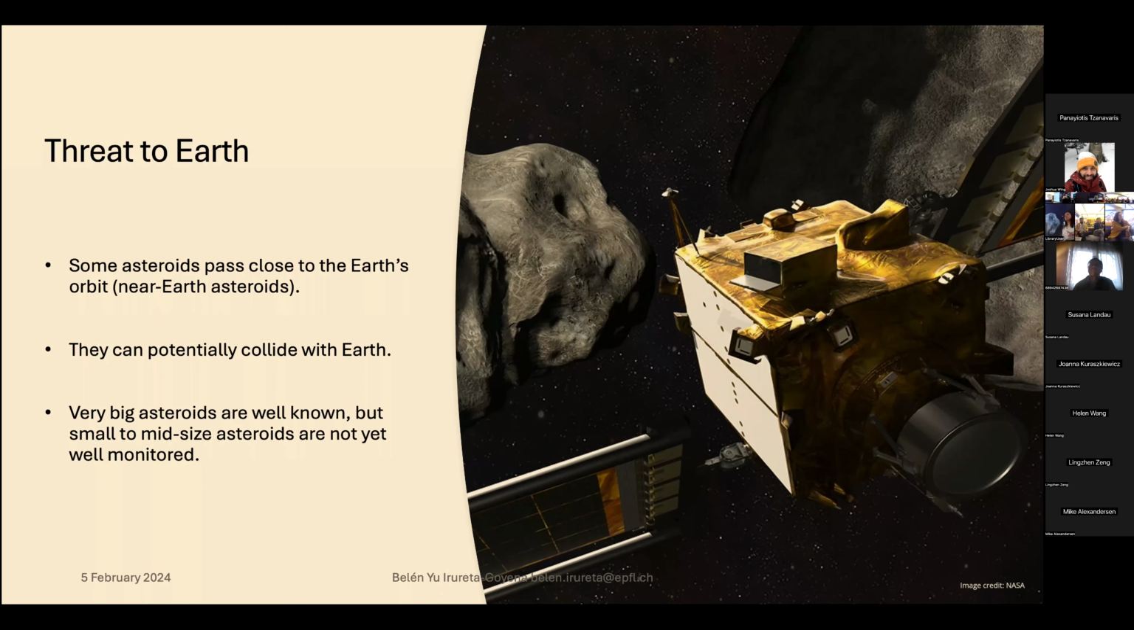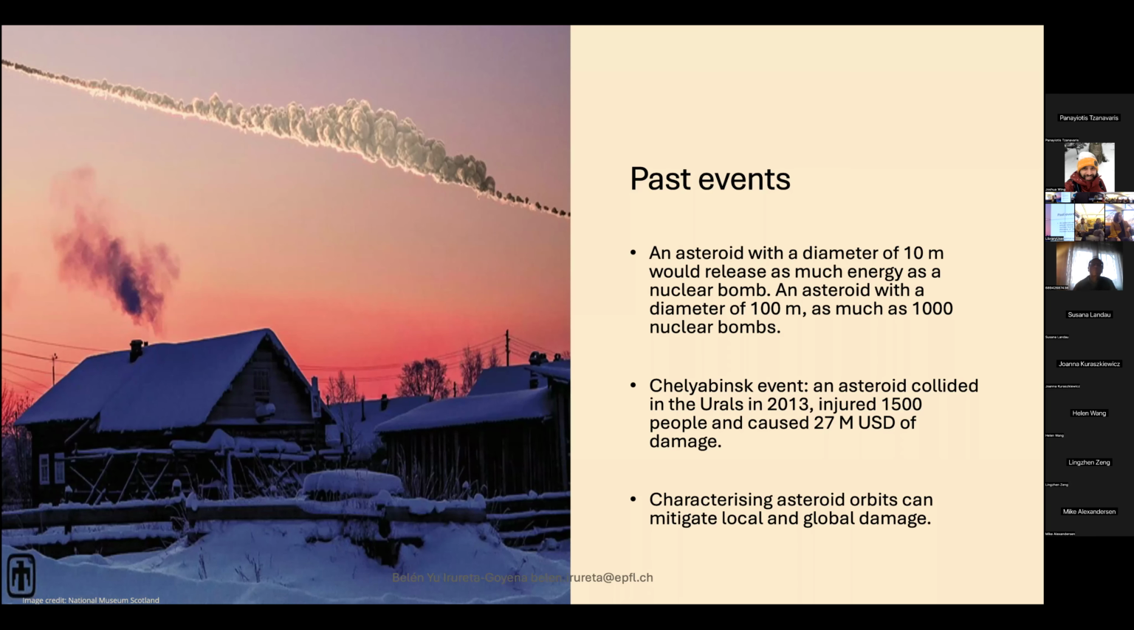So our current problem is that very big asteroids, such as the one that killed the dinosaurs, are very well understood and monitored. But we don't really know much about the small to medium-sized asteroids. And that is a problem because an asteroid of only 10 meters across upon impact will release as much energy as a nuclear bomb. And since the energy release goes to the cube of the size, an asteroid of 100 meters across will release as much energy as 1,000 nuclear bombs.